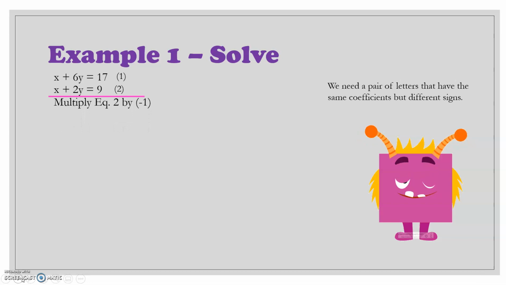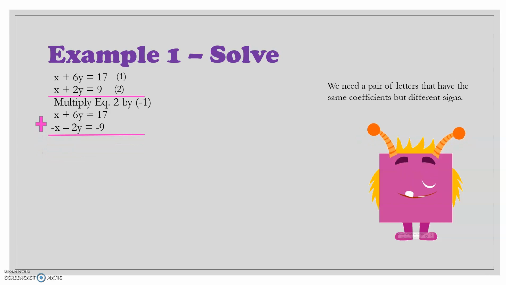So what looks good to me is the x's. I can already see that they have the same coefficient of 1. But because their signs are not different, they're both positive, I'm going to multiply equation 2 by -1. So I bring back equation 1, and then everything in equation 2 is going to be multiplied by -1. So I have x plus 6y equals 17, then negative x minus 2y equals -9. And notice that I multiplied every single term by the -1.